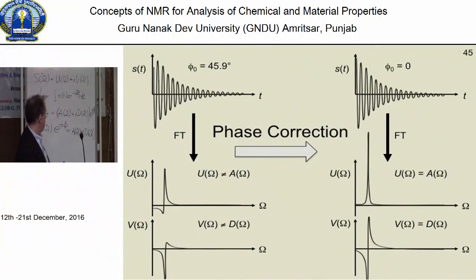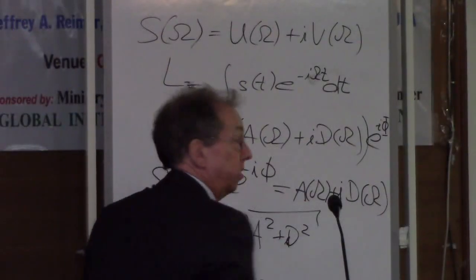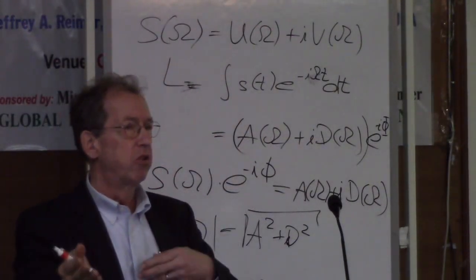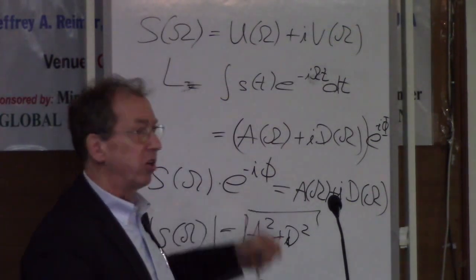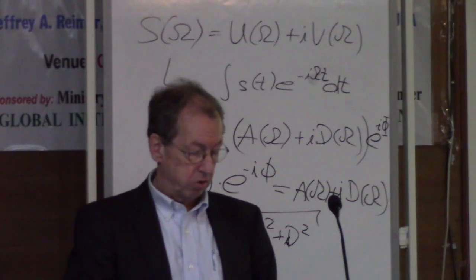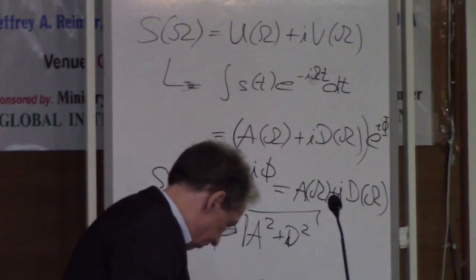You can also plot the magnitude, S of omega magnitude, which would be the square root of A squared plus D squared. That you could also do, but that's cheating and you get broader lines, so your resolution suffers. People in imaging do that very often. They calculate the magnitude square to get an NMR image, to save the phase correction step.